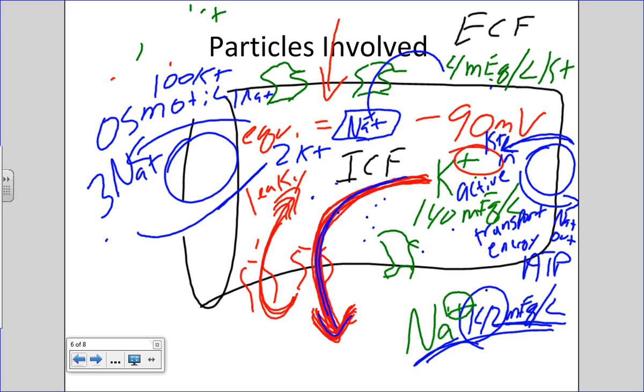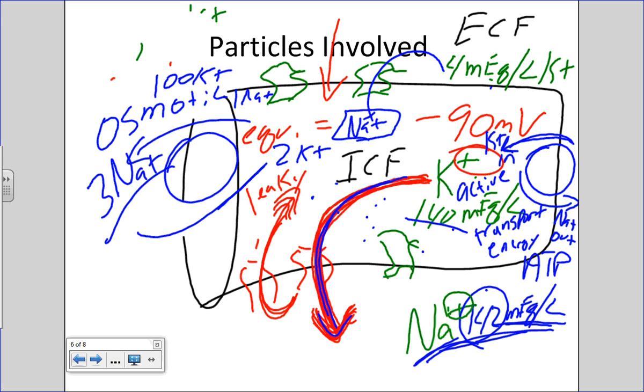Because one thing you're going to learn, write this down and never forget this: wherever sodium goes, water will follow. So wherever sodium goes, water goes. That's another very important reason we need to maintain a big difference in sodium and potassium across the cell membrane.